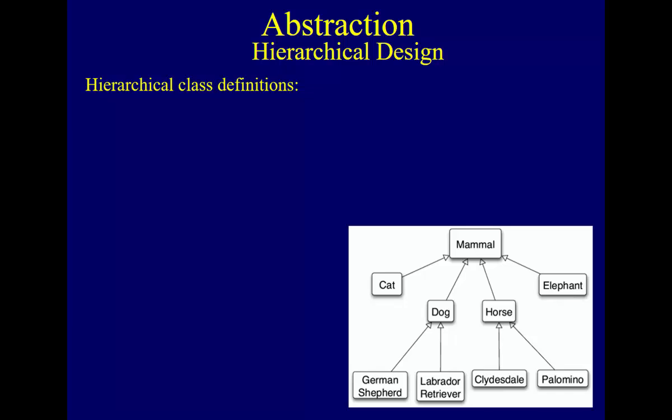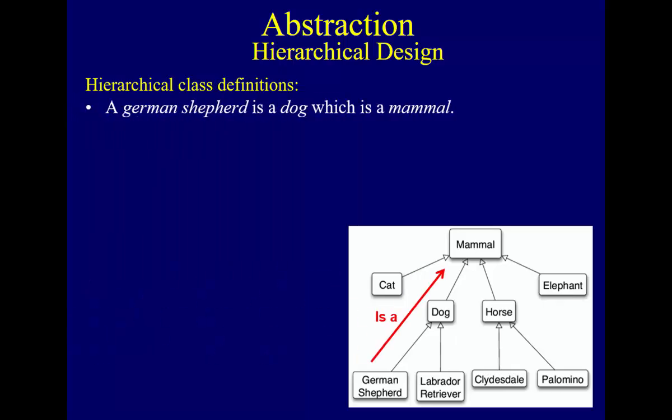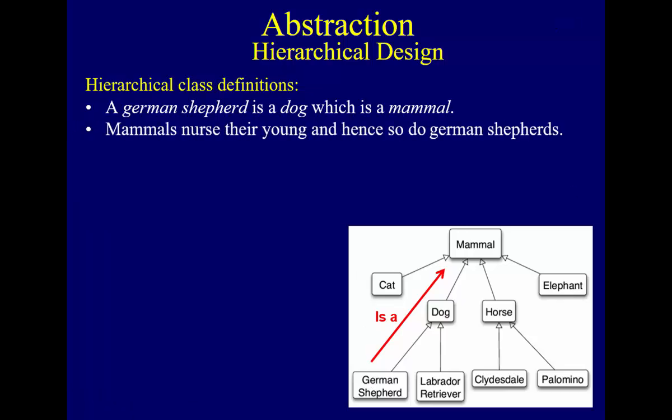I think it's because that's the way the brain really works, right? So here we're going to have a mammal, and you've got dog, and you've got German Shepherd, right? And there's this idea that the German Shepherd is a mammal, right? And mammals will have certain properties, like they nurse their young, and so then we know that all types of dogs do that, because they're all mammals.